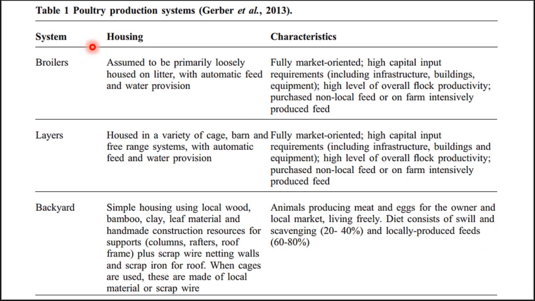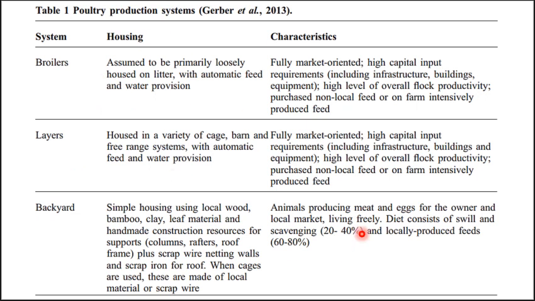And then, we also have here the poultry production systems listed by Herber et al. in 2013. So, as you noticed, we have no breeder production system here, but we can see a backyard production system. So, we classified this based on housing and characteristics. Ano? The previous ones discussed were based on the product. Kung ano yung end product. Is it for meat production? Is it for egg? Or is it for breeder production?